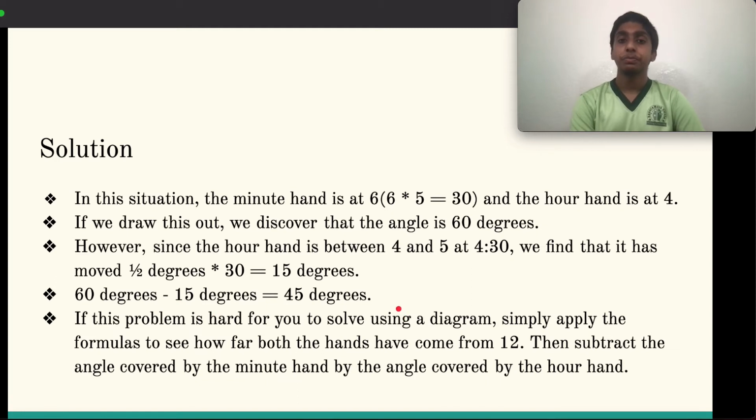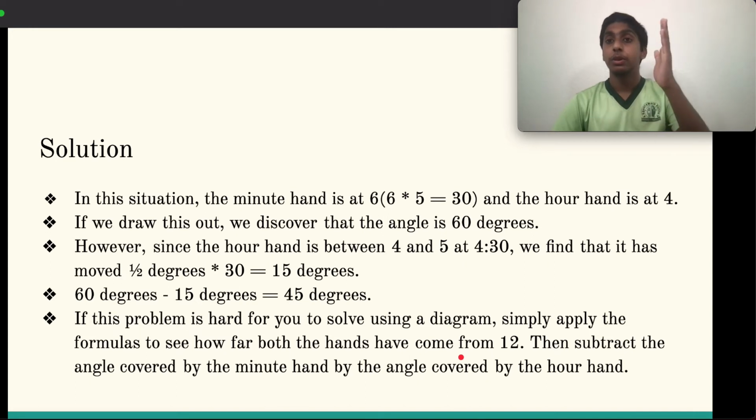Pretty simple. Now, if this problem was harder for you to solve using a diagram, you could simply apply the formula to see how far both the hands have come from 12. So if your hand is at 12 and you know how many minutes it's been moving for, right? So simply multiply that by the speed. So 6 degrees in the case of the minute hand, 0.5 in the case of the hour hand.